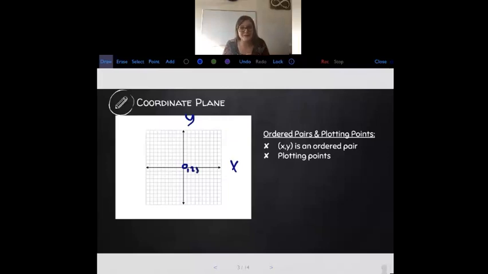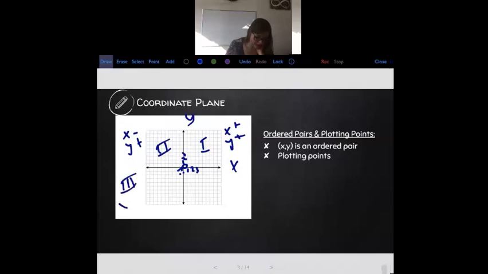I'm not going to write too many because it would be very messy. As you go up in the positive y direction, 1, 2, 3, and then if you go to the left, -1, and so on, and as you go down, -1, and so on. So what that means is this is quadrant 1, where x is positive and y is positive. We have quadrant 2, where x is negative, y is positive. We have quadrant 3, where x is negative and y is negative. And we have quadrant 4, where x is positive and y is negative.